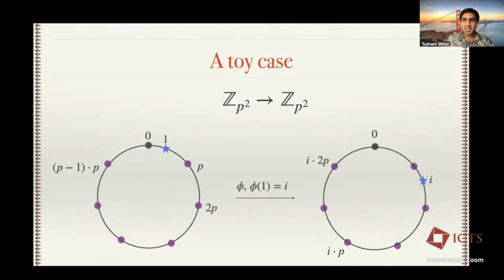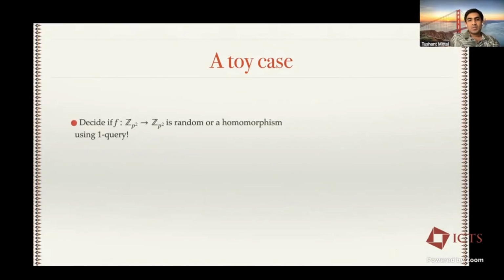Whereas if I picked a random function, then it could send f of p to any point, not necessarily a multiple of p. It's a very, very simple kind of observation. So let's say I gave you this guarantee that the function you're trying to decide about is either a true homomorphism or truly random. By random, I mean that f of x, I just pick to be one of the p² values uniformly at random. And let's say I fix f of 0 to be 0.